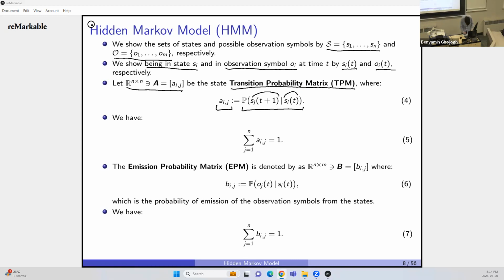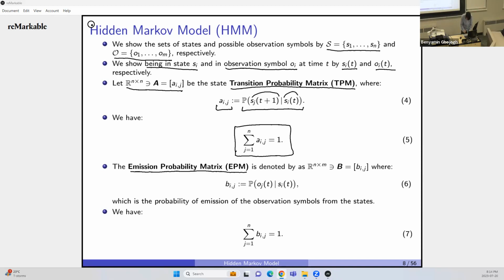Obviously, the summation of Aij for j from 1 to n should be 1. Why? Because it's a probability, and from state Si I can go to several states. If I sum over all of the states, the probability should be 1. For example, I'm in state 1, I can go to state 2 or 3 or 5, only these three. Then the summation of these probabilities should be 1. There is no other option.